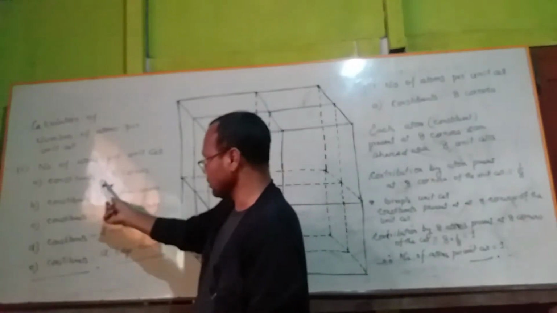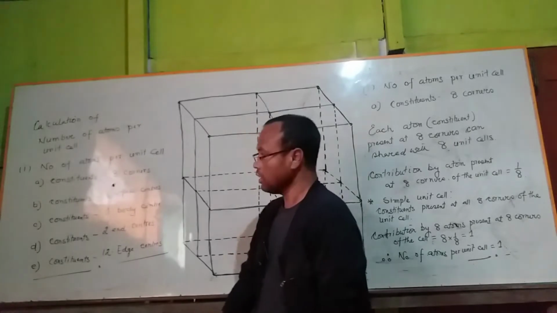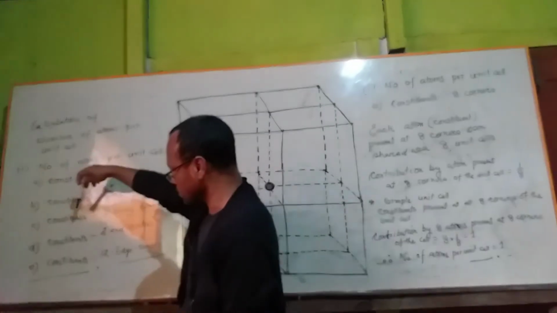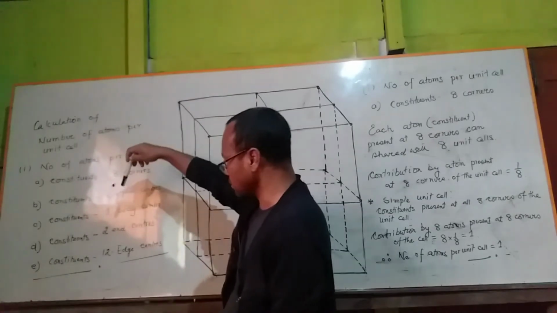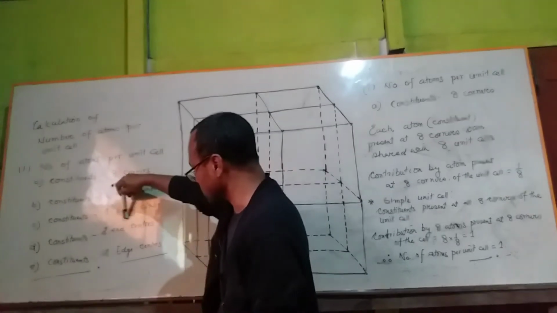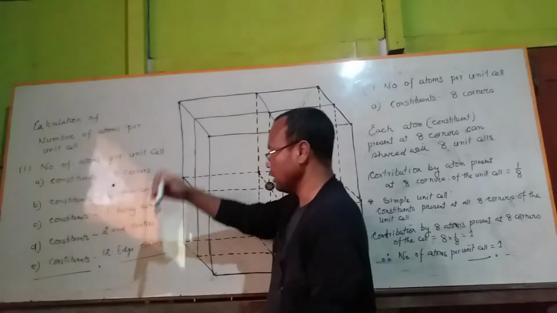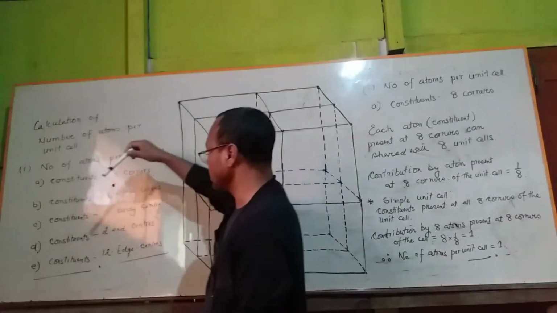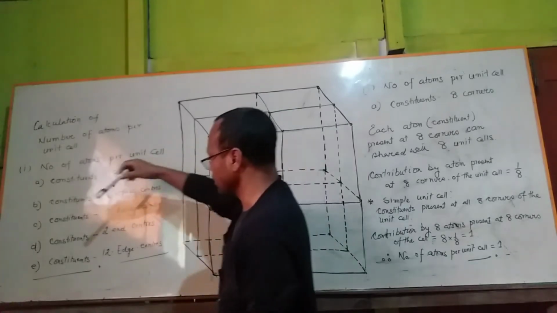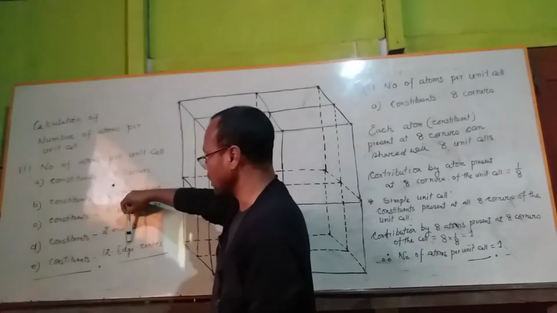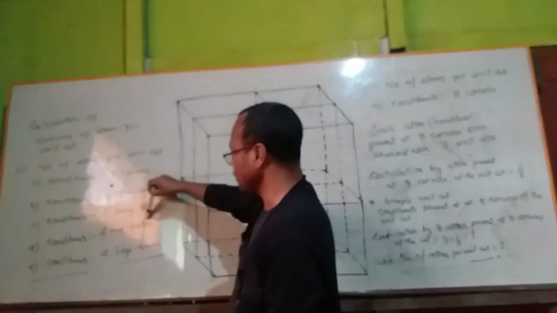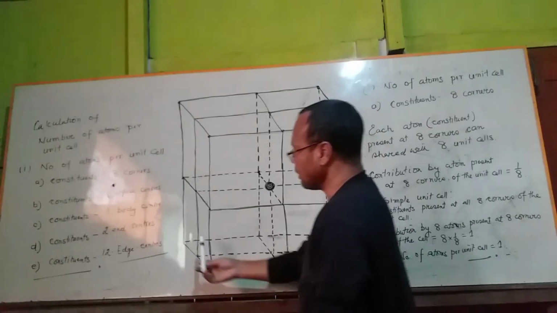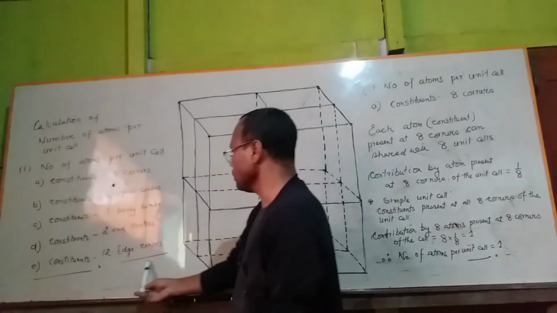centers. How many face centers? 6 face centers. We can calculate the number of atoms per unit cell when the constituents are present at the body center. We have only one body center, already we know. Then we can calculate when the constituents are present at the end centers. How many end centers do we have? 2 end centers.